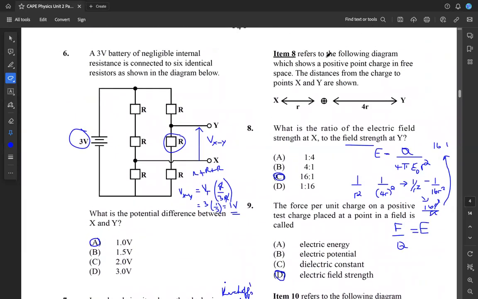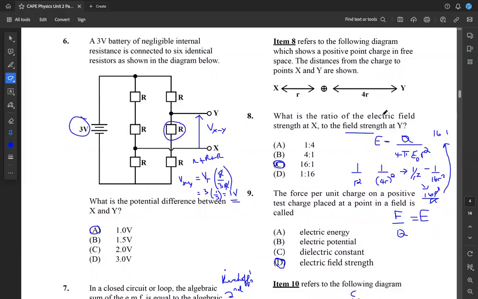And it says item 8 refers to the following diagram, which shows a positive point charge in free space, right? So a positive point charge here, and then the distances from the charge to point X and to point Y are shown here. So this is our positive point charge. And the distance between it and X is R, the distance between it and Y is 4R. So the question is asking us, what is the ratio of the electric field strength at X to the field strength at Y, right? So they're asking us the ratio of X to Y in terms of field strength.